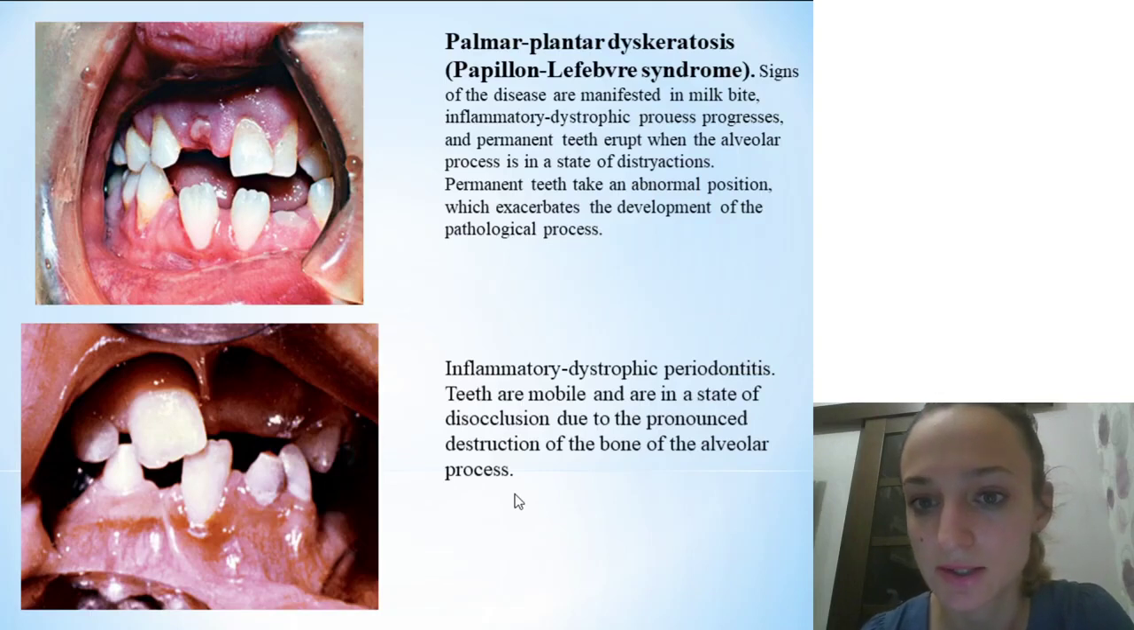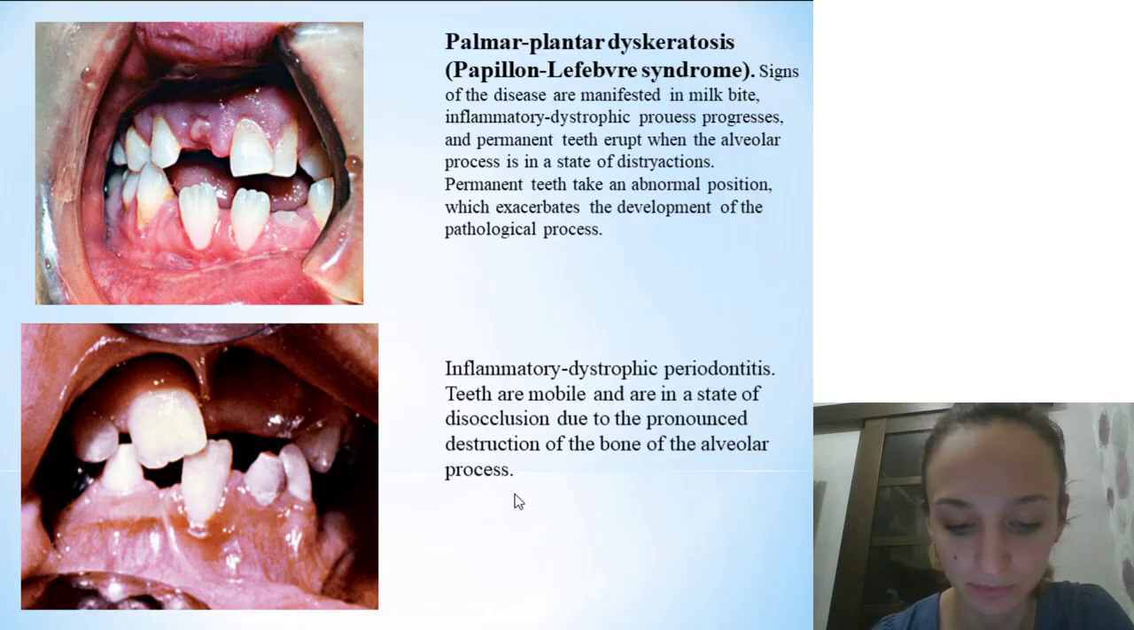The signs of the disease are manifested in deciduous teeth. The disease affects symmetric areas of the palms and soles, and sometimes it spreads to the dorsal surfaces of the hands and feet, or even further to the elbow and knee joints. The lesions of skin have accurate purple borders, and they are demarcated from the healthy tissues.